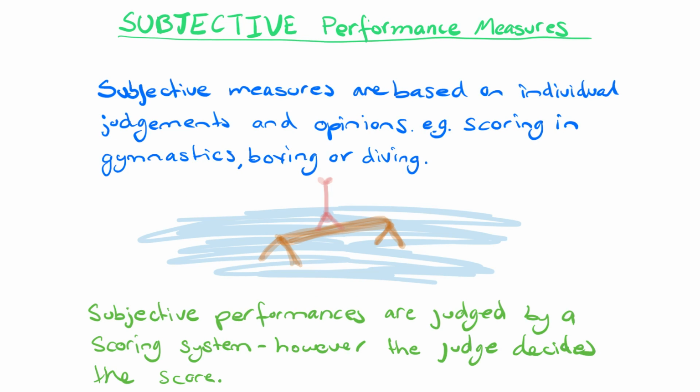Then we have a look at subjective performance measures, and these are the measures that are based on individual judgments and opinions. For example, scoring in gymnastics, boxing or diving, or something like surfing even. Subjective performances are judged by a scoring system, however, the judge decides the score. With an objective measure, a machine or a measurement tool decides on the score, but with a subjective performance measure, judges or humans decide on the score.